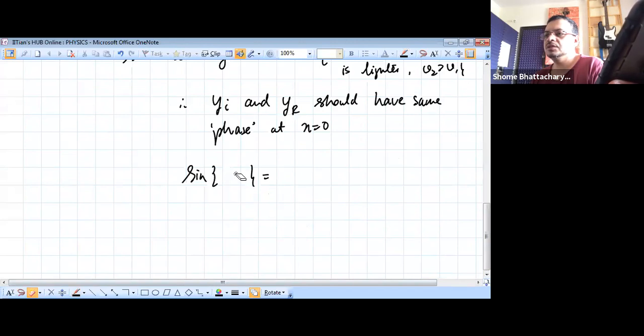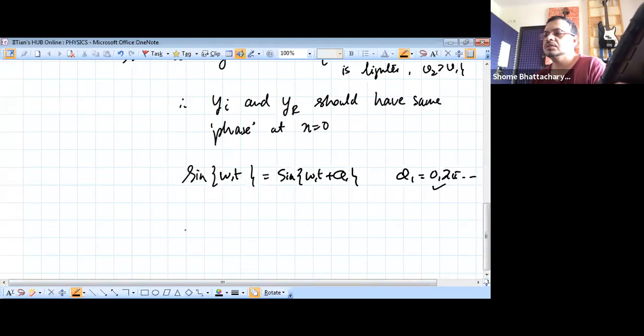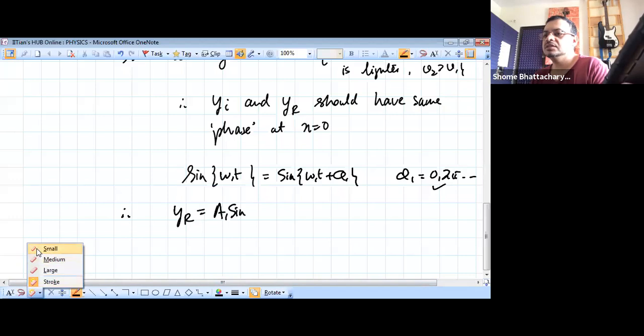Okay, so this omega 1 t term has to be equal to omega 1 t plus phi 1. So phi 1 in general is like this, so we'll take 0 as well. Therefore the reflected wave will become some a1 sine, not omega 1, in fact it's just omega, the common value of omega, which is 2 pi f.